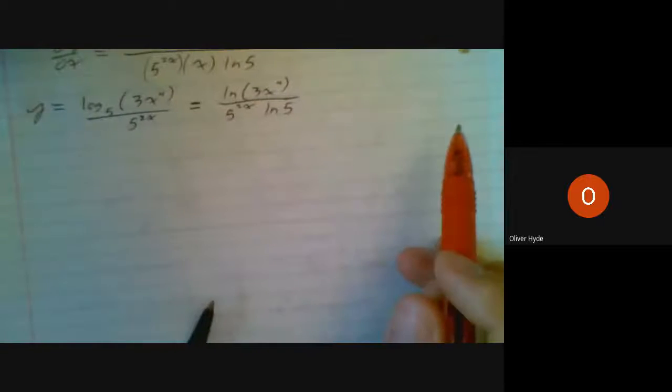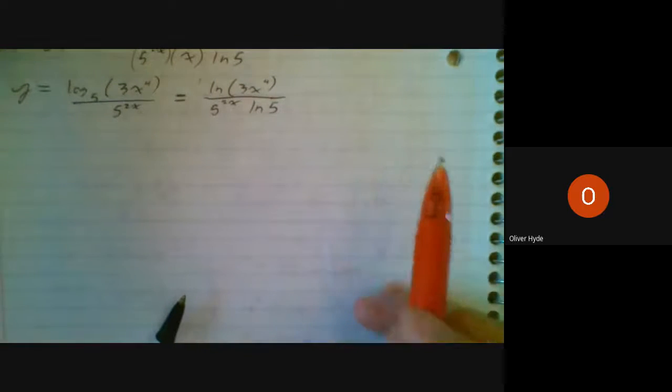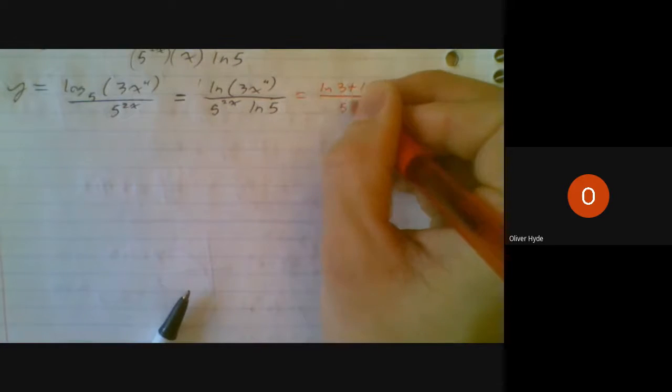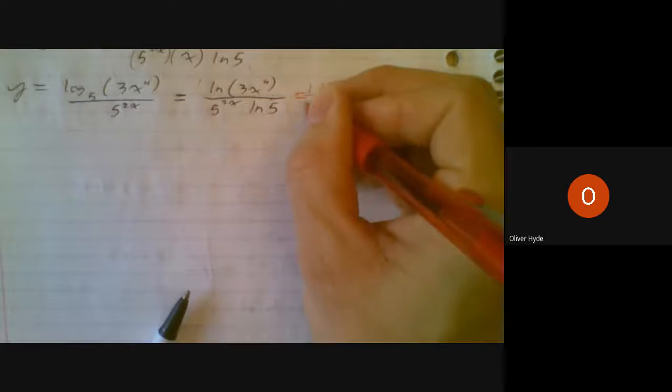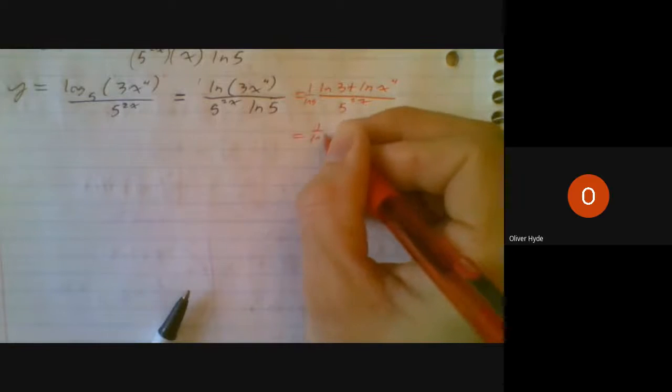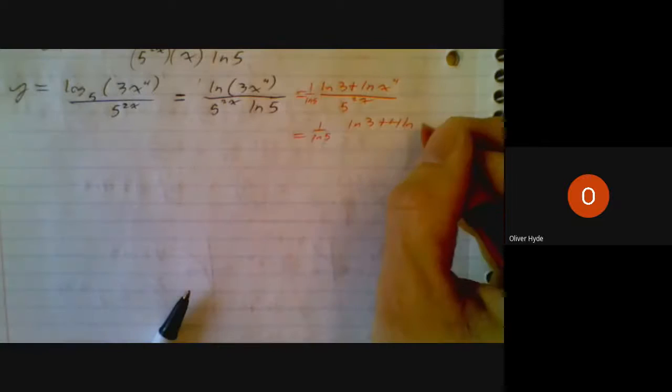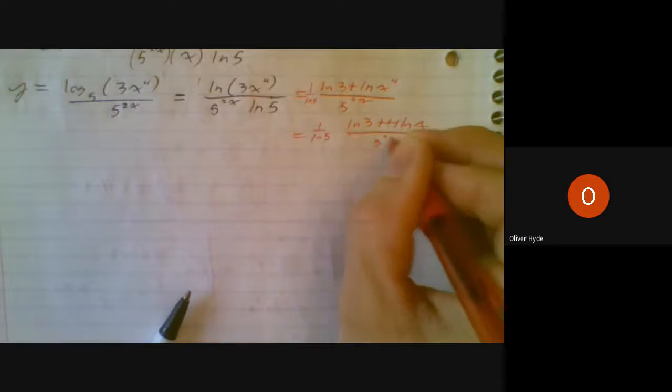The other option from here, if you wanted to continue, is to use these properties up here. And I might leave it up to you to see that they don't really pay off. So you could go natural logarithm of 3 plus the natural logarithm of x to the exponent 4, all over 5 to the exponent 2x. Let me deal with this constant multiple first, get that out of there. And then write this as the reciprocal of the natural logarithm of 5 multiplied by the natural logarithm of 3 plus 4 times the natural logarithm of x, all over 5 to the exponent 2x.